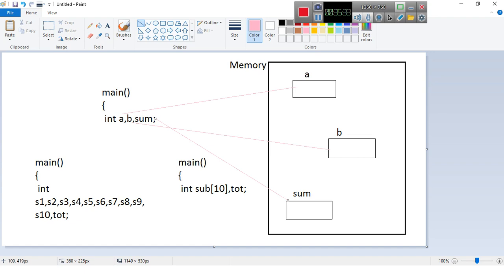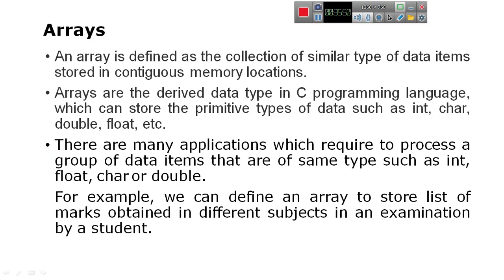Here is this example: integer subject 1, that is S1, subject 2, subject 3, subject 4, subject 5, like that. We have 10 subjects in diploma in every semester, 5 theory subjects and 5 lab subjects. In this application, arrays are very useful to create memory locations and to store the values.